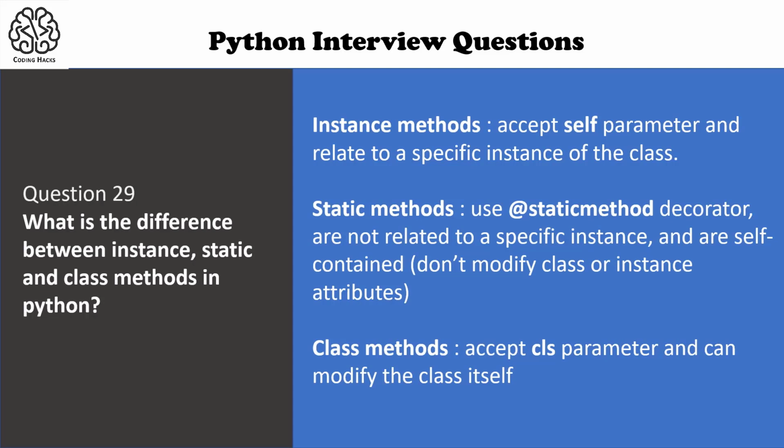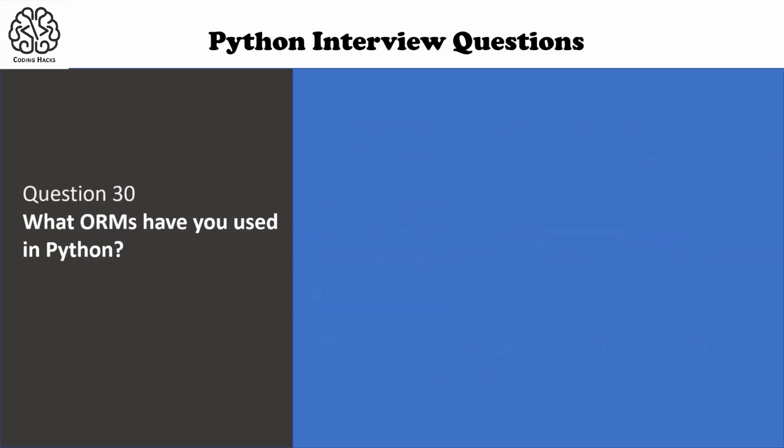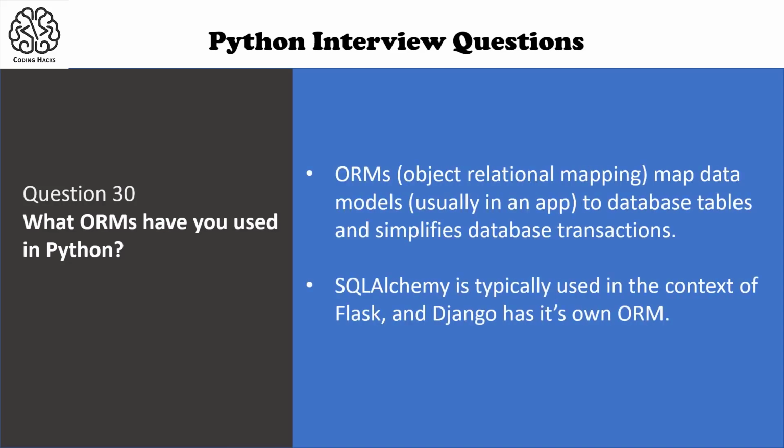Our last question in the video is, what are ORMs and why do we use them in Python? ORM stands for object relational mapping. It is used to map data models to database tables. If we talk about other languages, we have Entity Framework in C# as well as Hibernate in Java. Likewise, we have SQLAlchemy in Python, which has its own ORM.